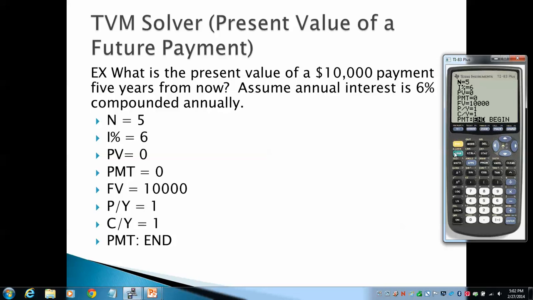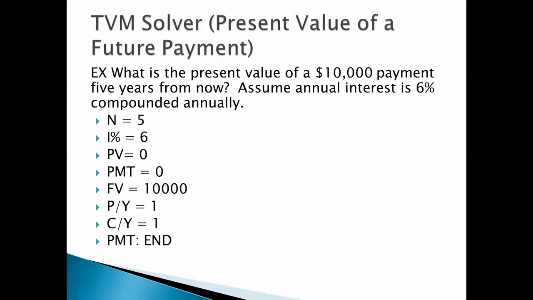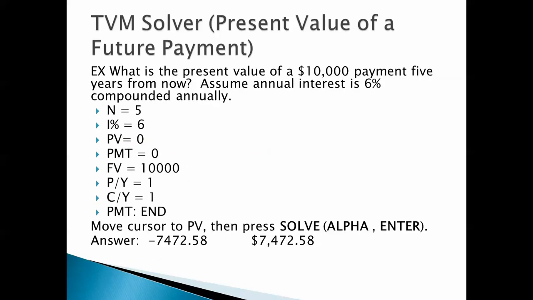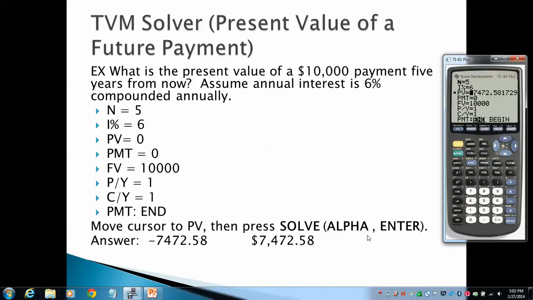And we press alpha and enter. That's solve. 74, 72, 58. So again, move the cursor to PV, press solve, alpha enter. Notice it came up negative 74, 72, 58. That's because money that's coming out of your pocket has a negative sign in front of it. So again, you would have to deposit 74, 72, 58 today if you wanted to have $10,000 5 years from now. That is the present value of the $10,000 payment 5 years from now.